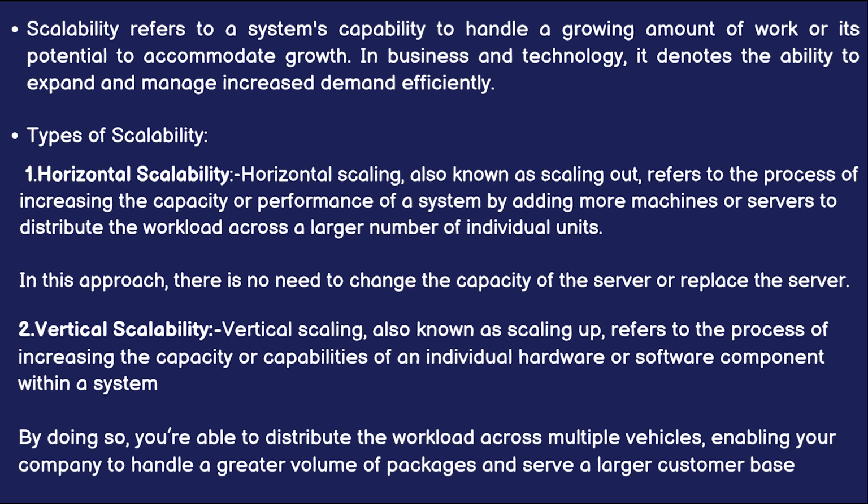There are mainly two types of scalability. The first one is horizontal scaling. This is also called scaling out, adding more machines or servers to handle the load. And the second one is vertical scaling. This is also called scaling up, adding more power to your existing system to handle heavy load. By doing this, you will be able to distribute the workload across multiple systems, enabling your company or website to handle more customers and serve a large customer base.